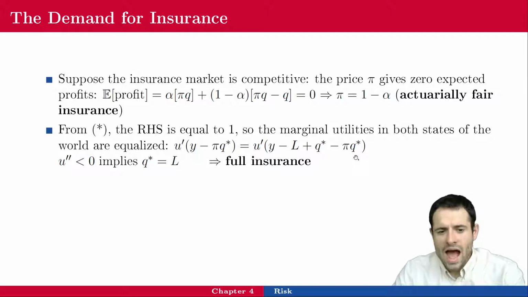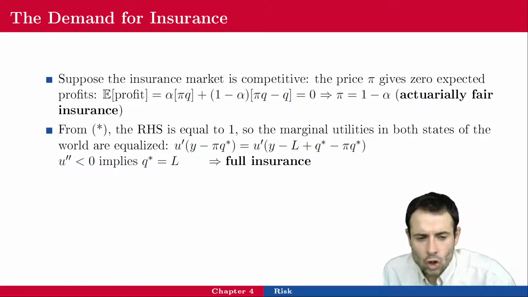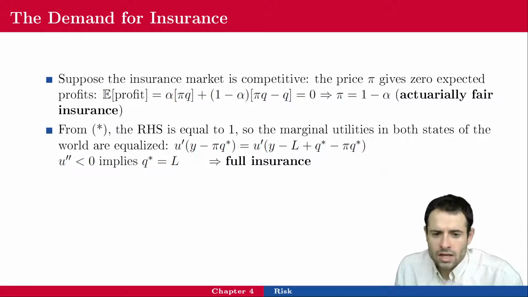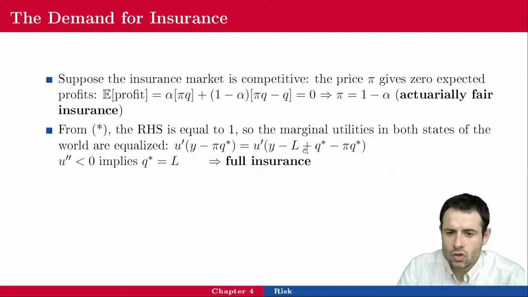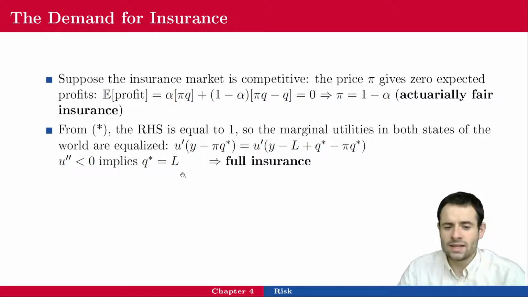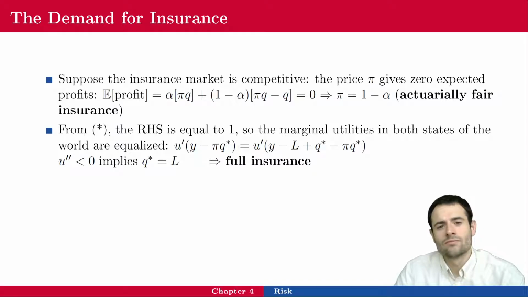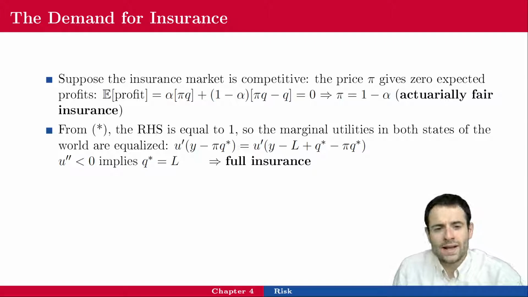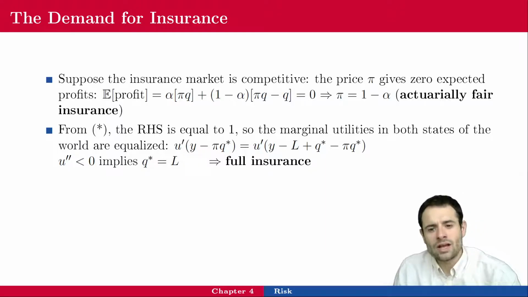Now, having a concave utility function is going to imply that Q star is equal to big L. You can actually do the math. It means that what's inside here is equal to what's inside here. And you obtain that the optimal amount the consumer wants to be insured is equal to the full amount of the loss he is risking. So this is what we call full insurance. If you get into an accident and the damages are worth $5,000, the insurance company pays you back $5,000.